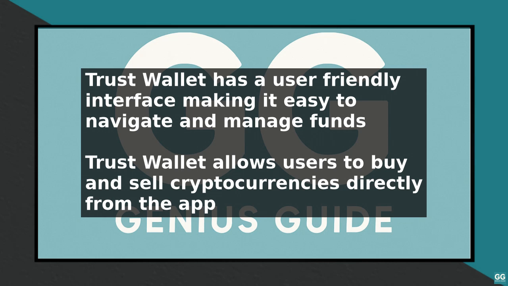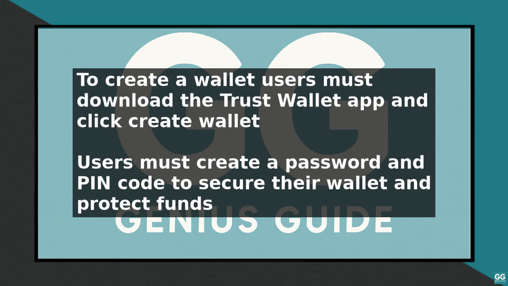Now, let's move on to creating a wallet with Trust Wallet. To do this, you will need to download the Trust Wallet app from the App Store or Google Play Store. Once you have downloaded the app, you will need to create a new wallet by clicking on the Create Wallet button. You will then be asked to create a password and PIN code to secure your wallet.